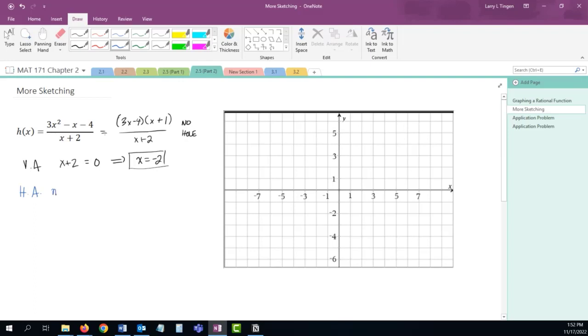Come back to the original. Numerator has a degree of 2. Denominator has a degree of 1. When that happens, there's no horizontal asymptote, but there is a, anybody remember the word? Slant.